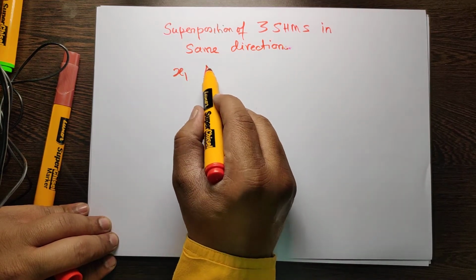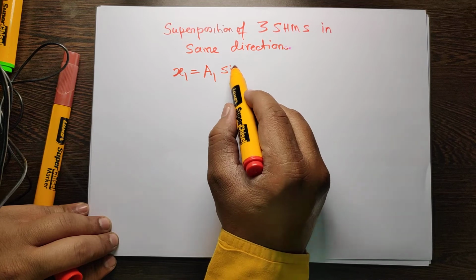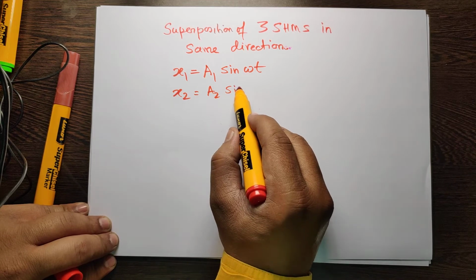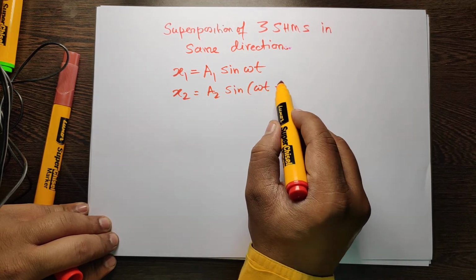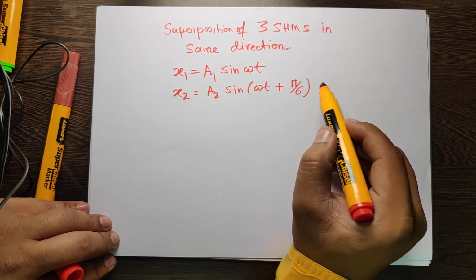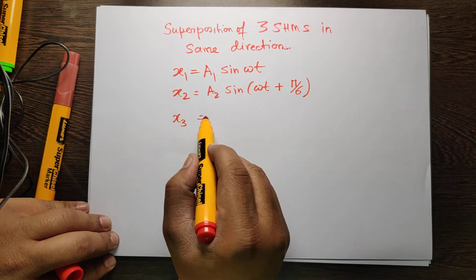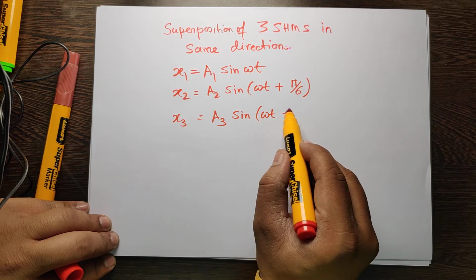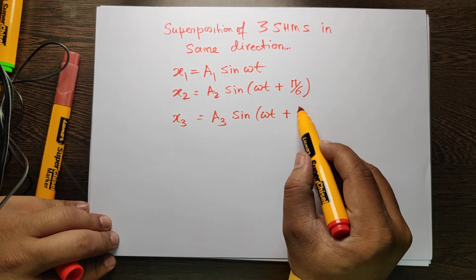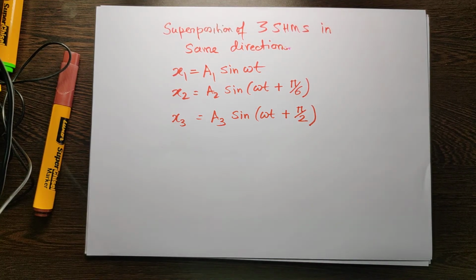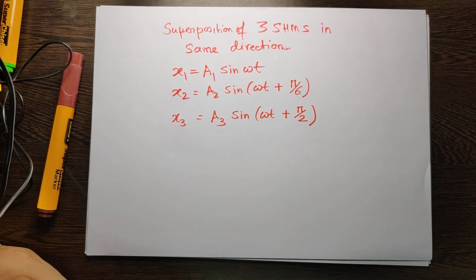So x1, suppose it happens to be A1 sine omega t, x2 happens to be A2 sine omega t plus, say, pi by 6. Now x3 happens to be A3 sine omega t plus, say I give it a value pi by 2, right? Any values you can choose randomly and see. Now what will be the equation of the resultant SHM?